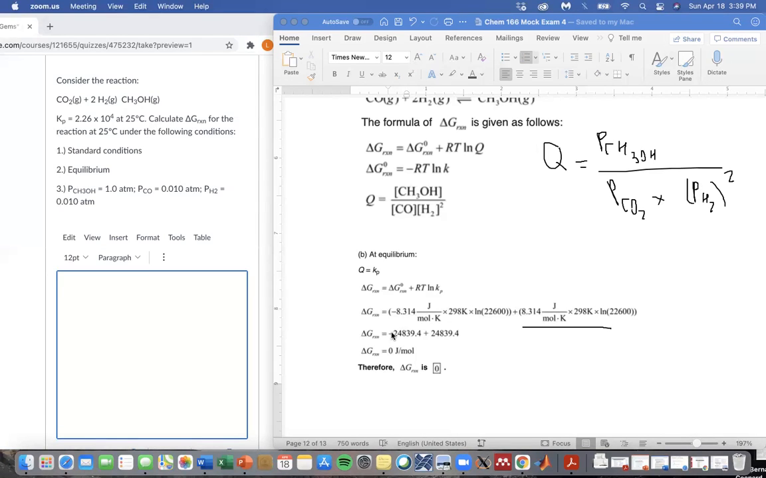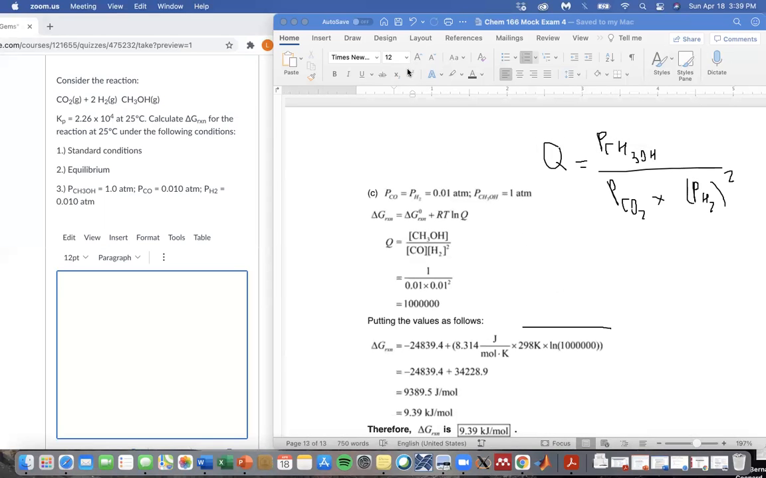Does that make sense? Yeah, I think so. Okay. Any questions about this one? If you ever see problems like, what is your delta G at equilibrium? It's 0. It's always 0 at equilibrium.